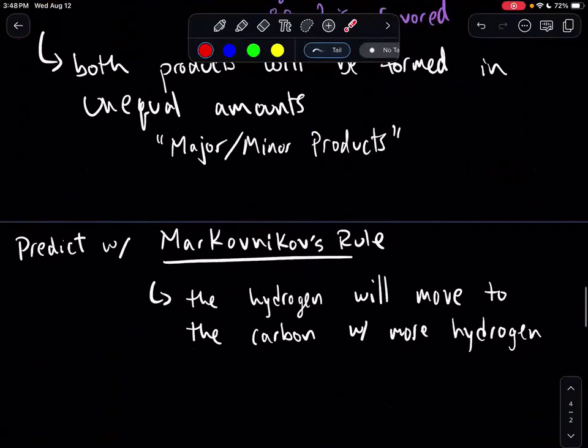But Markovnikov's rule will tell us how to predict our major and minor products by just putting the hydrogen with more hydrogen. Anyways, I hope this helps and have a great day.